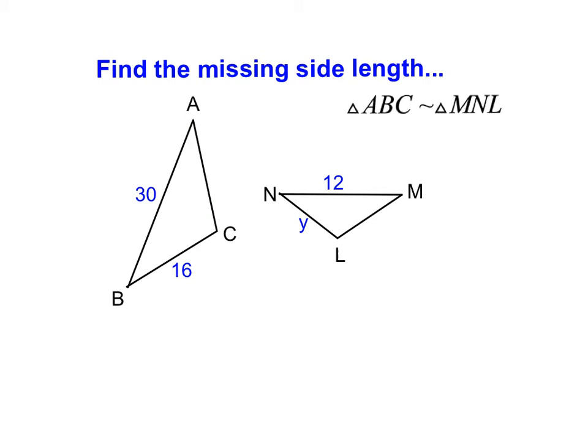So here we have a new set of triangles. Let's start going through that same process here. We want to find the missing side lengths. We're going to focus on those corresponding sides. If I use my similarity statement, I can see A and B correspond with M and N.